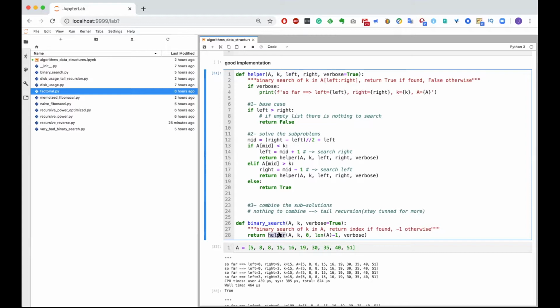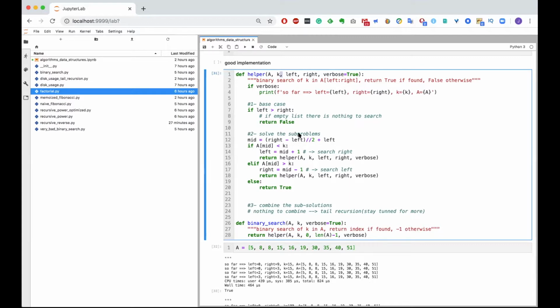So when you define your helper function like this, this is our base case. Our base case is when left is bigger than right. And like we saw in another problem, this means that it's an empty list. Because if left has moved and moved to the point where it crosses and passes right, it means that we have an empty list. So in that case, we return false, because target can never be in an empty list.